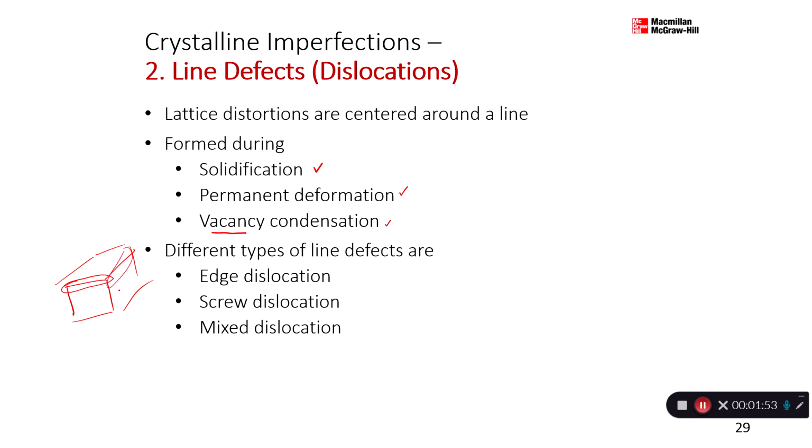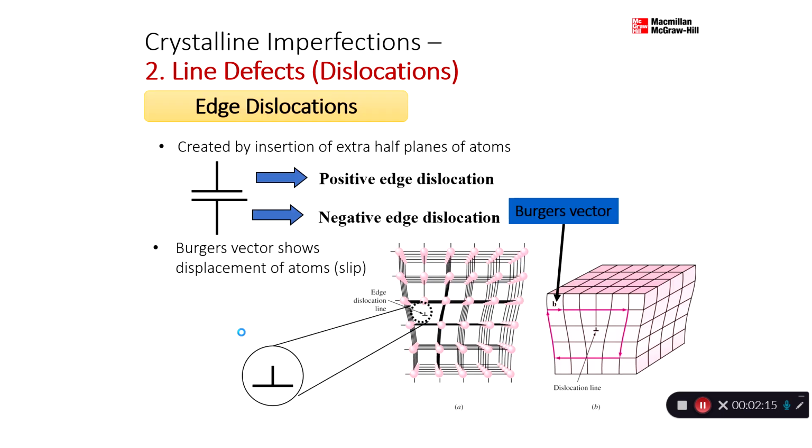There. And there's also the screw dislocation. I take it you know what screw means, so the dislocation happens in the form of a screw. And then the third one is a combination of the two, which is edge and screw dislocation. So we have a mixed dislocation. Let's go through edge dislocation first.